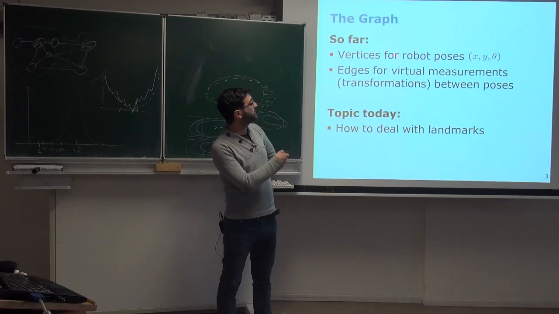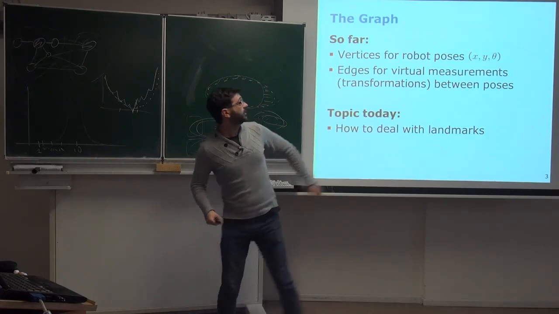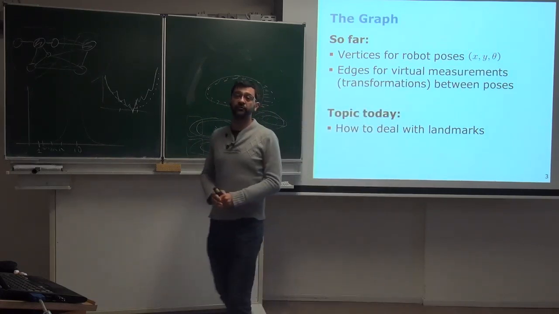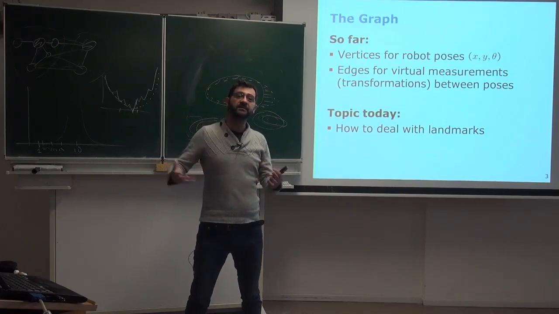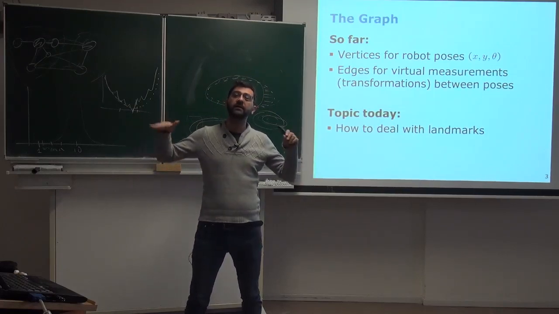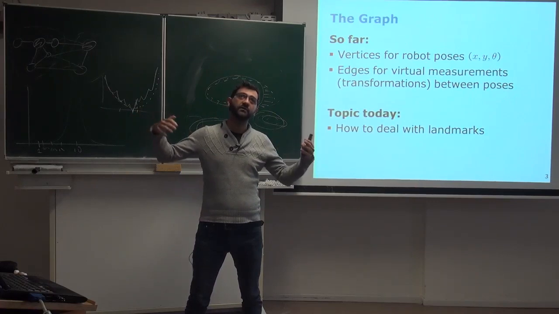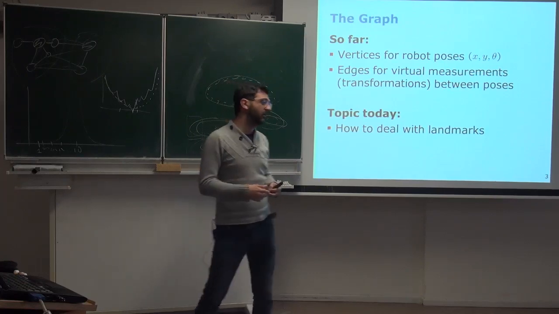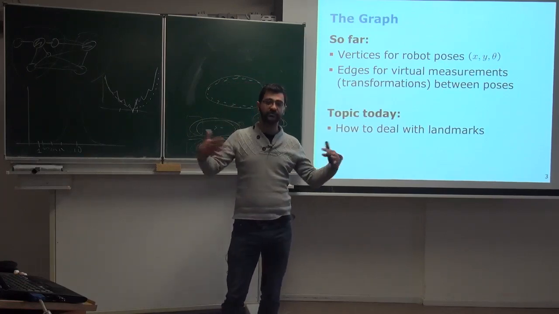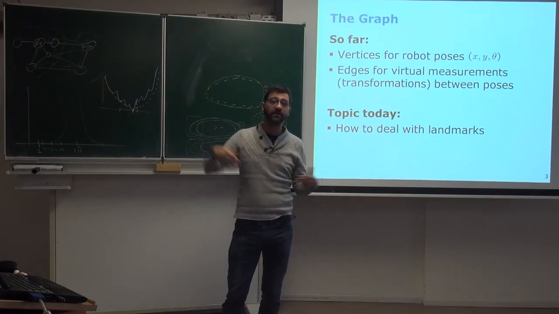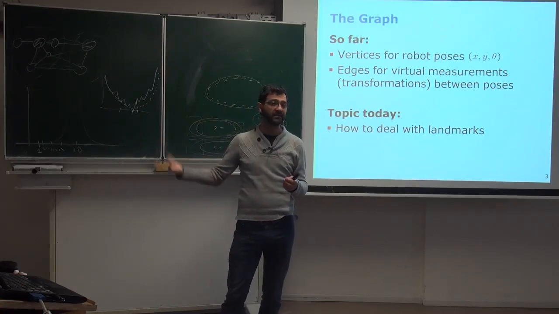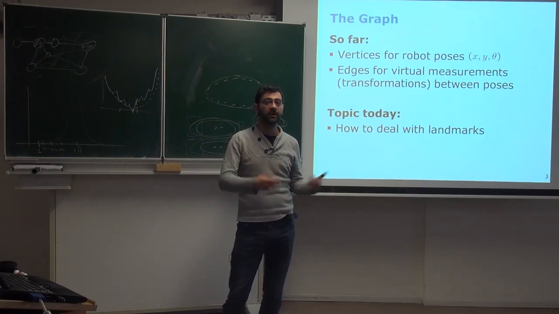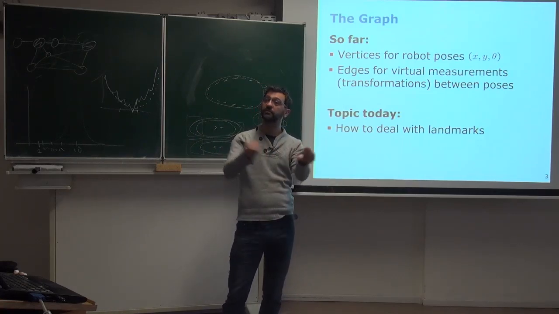So to get more into the detail, we only had robot poses so far, so x, y, and theta. And we always add virtual measurements between poses. So we were implicitly considering landmarks, but just including the information of the landmarks into measurements between poses. For instance, if you consider a laser range finder, they have a lot of measurements. You could consider each of these point measurements returned from a laser scanner as a potential landmark. You could include them in your graph, and then you just need to do data association between these points.